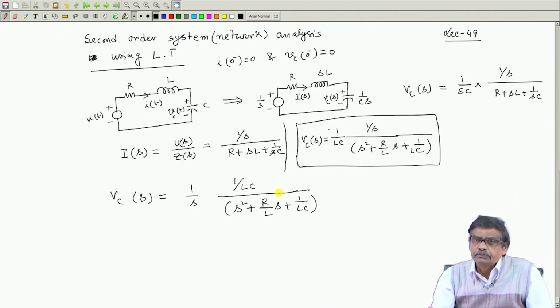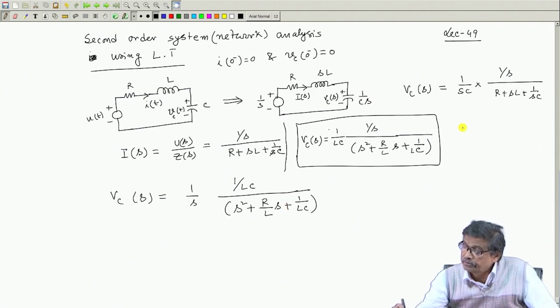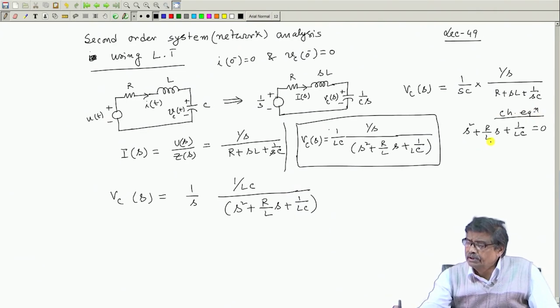Now, this s square plus R by L into s plus 1 by LC is actually the characteristic equation we know from the time domain analysis of the differential equation, and depending upon the nature of the roots of this characteristic equation. So, s square plus R by L into s plus 1 by LC equal to 0 is the characteristic equation of the system. It will have two roots, etc.